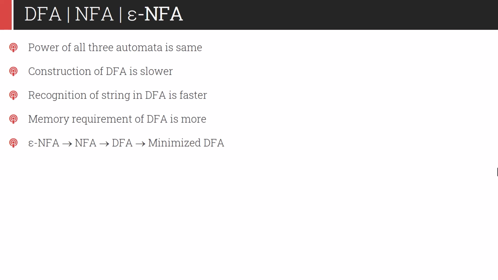So our flow would be like this. We will construct epsilon NFA, convert it into NFA, convert that NFA into DFA, and then minimize it. So we will get the DFA with the minimum number of states. Memory requirement will be less and the recognition of a string would be faster. We can also construct DFA directly from epsilon NFA. There is no need to convert it into NFA. That also we are going to discuss in upcoming videos.